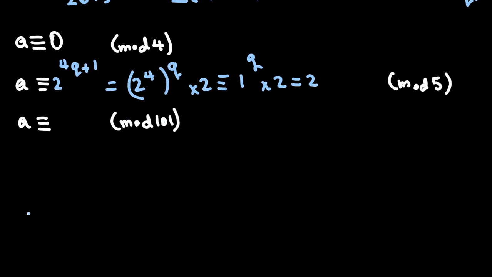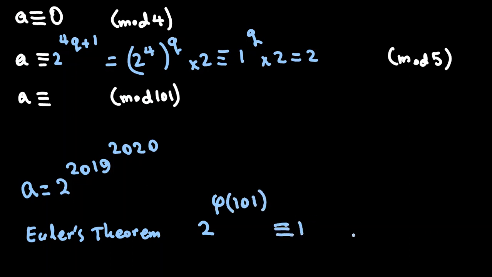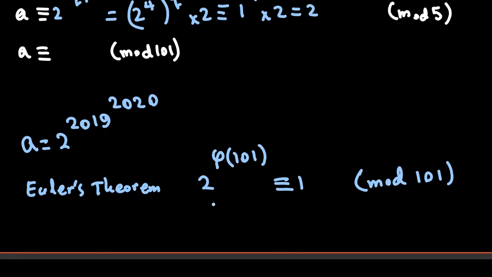Let me write A again. We want to find the remainder when divided by 101. Again, I use Euler's theorem that I told you about in that part. I know that 2 to the power of phi of 101 is congruent to 1 mod 101. Since 101 is prime, phi of 101 is this minus 1, that is 100, because from 1 to 100 all of them are coprime with it. So 2 to the power of 100 is 1 mod 101.